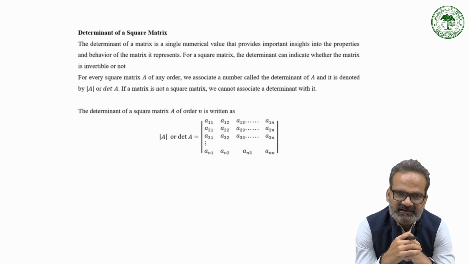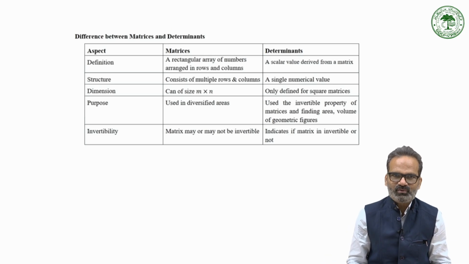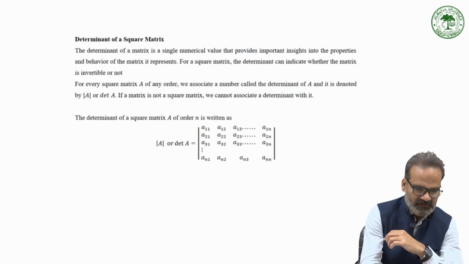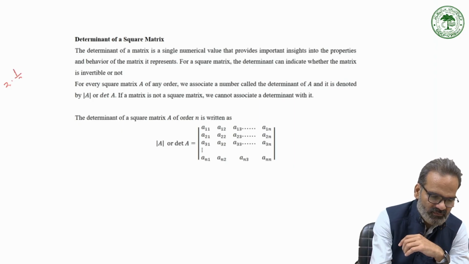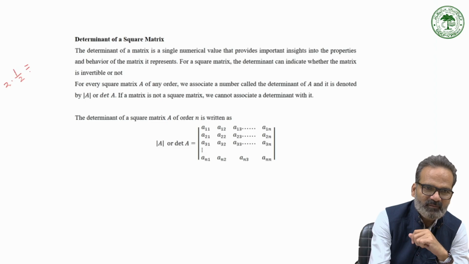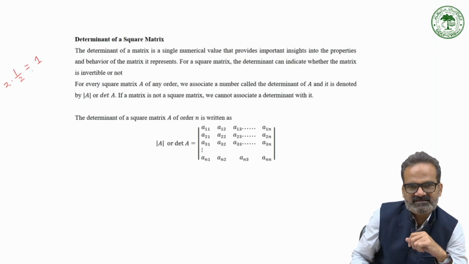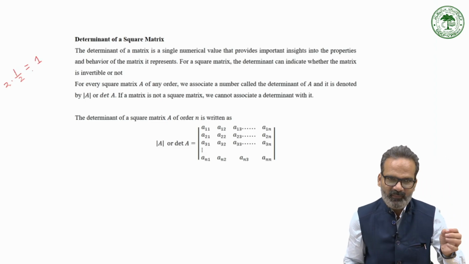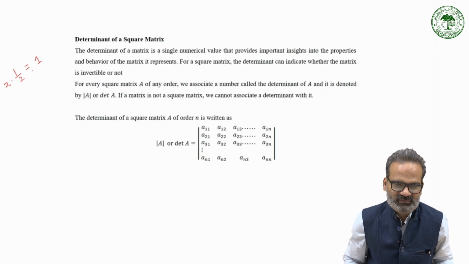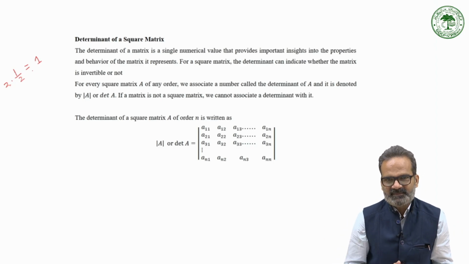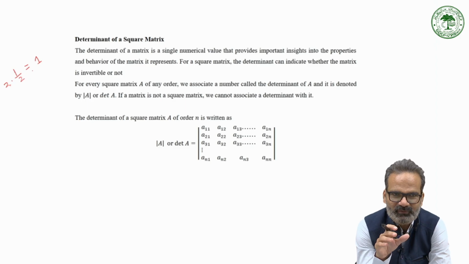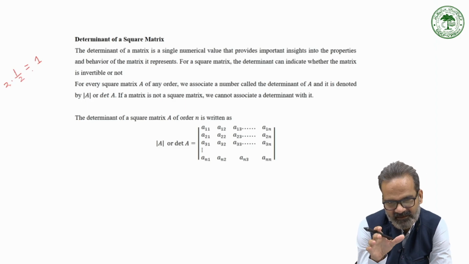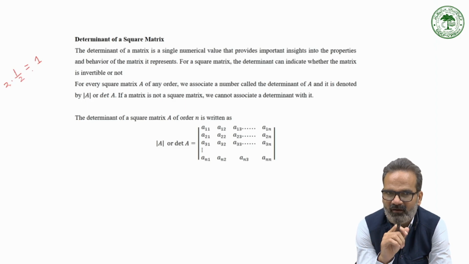You know, in case of numbers, if we have a number 2, for example, then what happens? 2 is a number. We can always find a number 1 upon 2 such that if these two numbers are multiplied, then the product is 1. So 1 upon 2 is called the inverse of 2, right? In the same way, in the subsequent text, we will discuss how the inverse of a matrix exists. So determinant will help you to identify whether a square matrix is invertible or not.